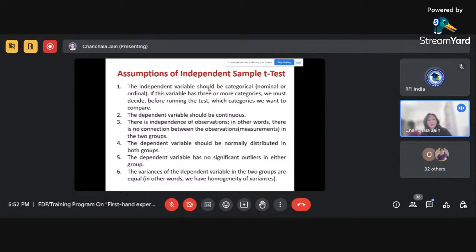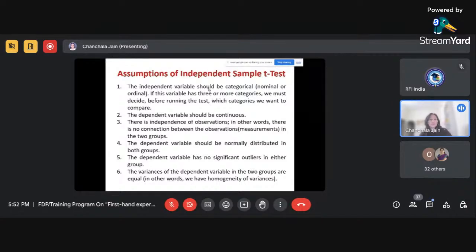Then further we need to check whether there are any significant outliers in the dependent variable. And lastly, we need to check whether the variances of the dependent variable in the two groups are equal or not. Or we can say that we need to check the homogeneity of the variance for the dependent variable in both the groups. So these are the 6 assumptions which we need to check before performing the independent sample t-test.